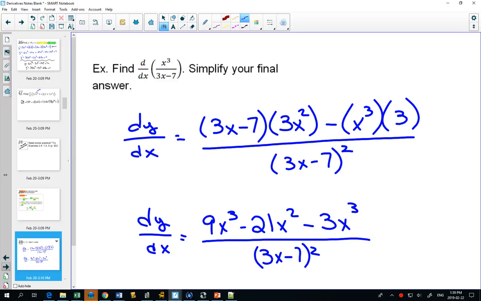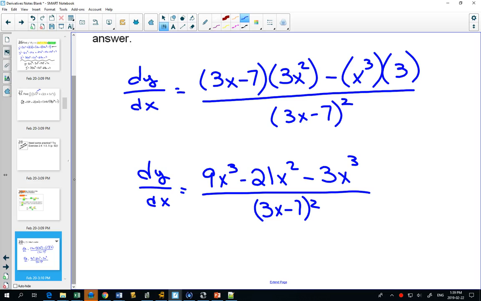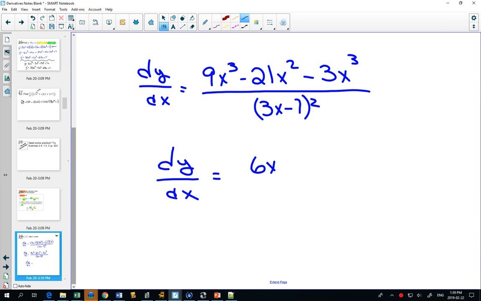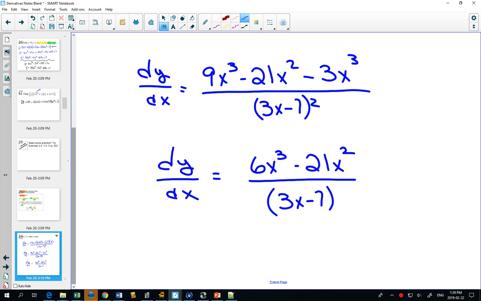What I'm going to do in my numerator is I'm going to combine my like terms, and then I'm going to check, is it factorable? dy dx, after I combine my like terms, I get 6x cubed minus 21x squared over 3x minus 7 all squared. And I'm going to factor my numerator here. I notice there's a common factor. There's a 3 in common and an x squared in common.